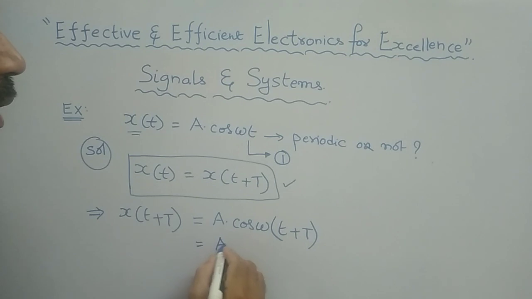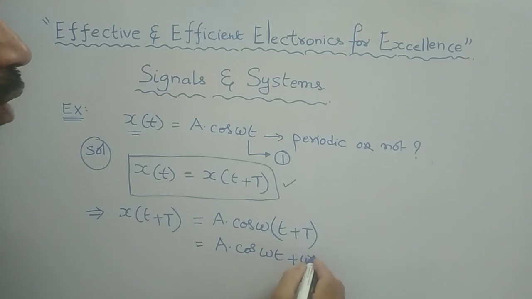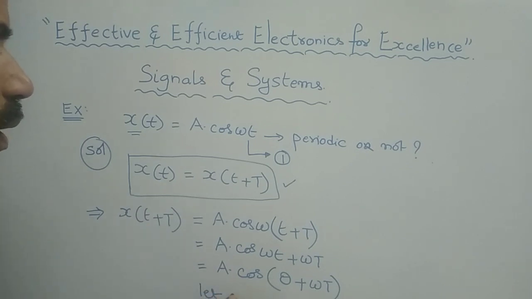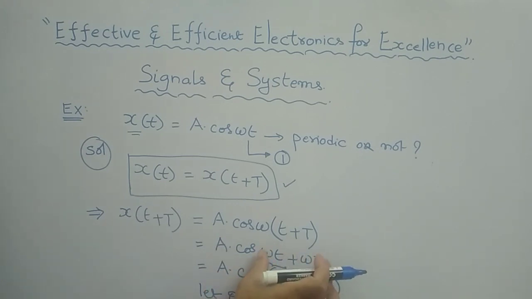This becomes a cos omega, expand it. It is omega t plus omega into capital T. Clear? So this can be further written as a into cos. Let us take omega t as some theta. Consider theta is equal to omega t. This particular omega t I am treating as theta. Then you can write theta plus omega T, and that can be simplified further.